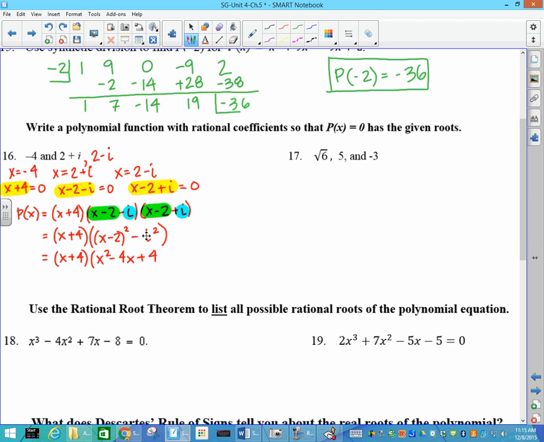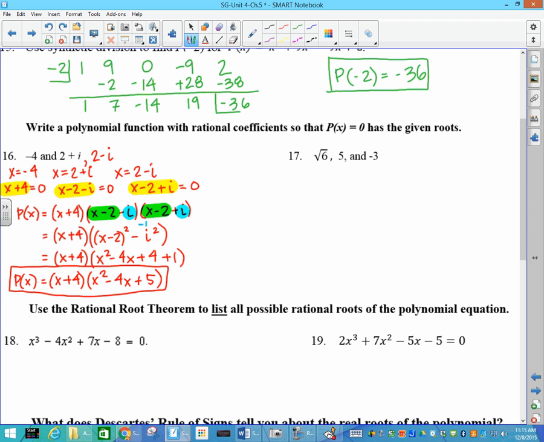And then what is i squared equal to? I know you all know that i squared is negative 1, so minus a negative 1 is equal to plus 1. So the last step that you have to do for p of x is just simplify that last one. So you have x plus 4 times x squared minus 4x plus 5. And you are good to go at that point.